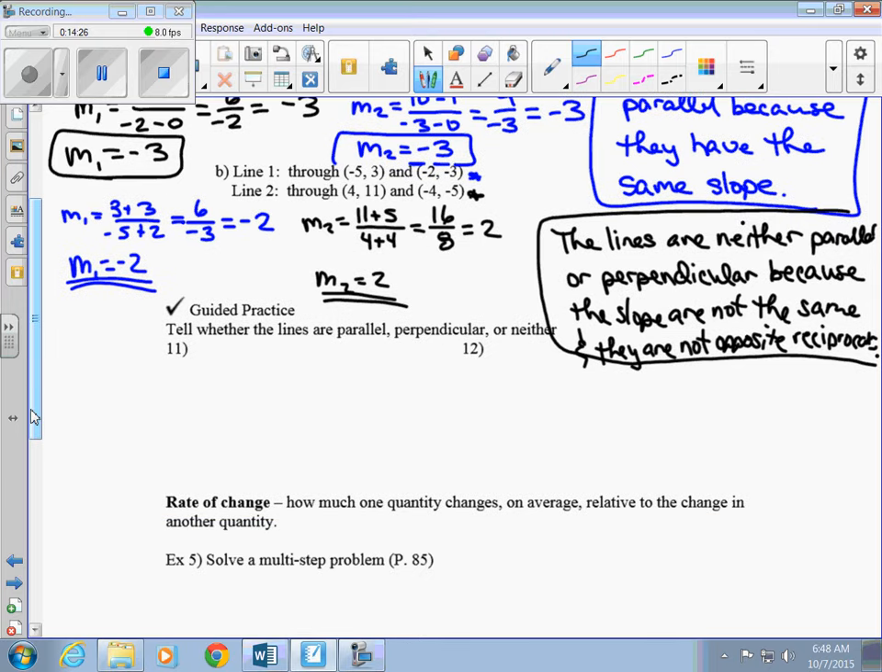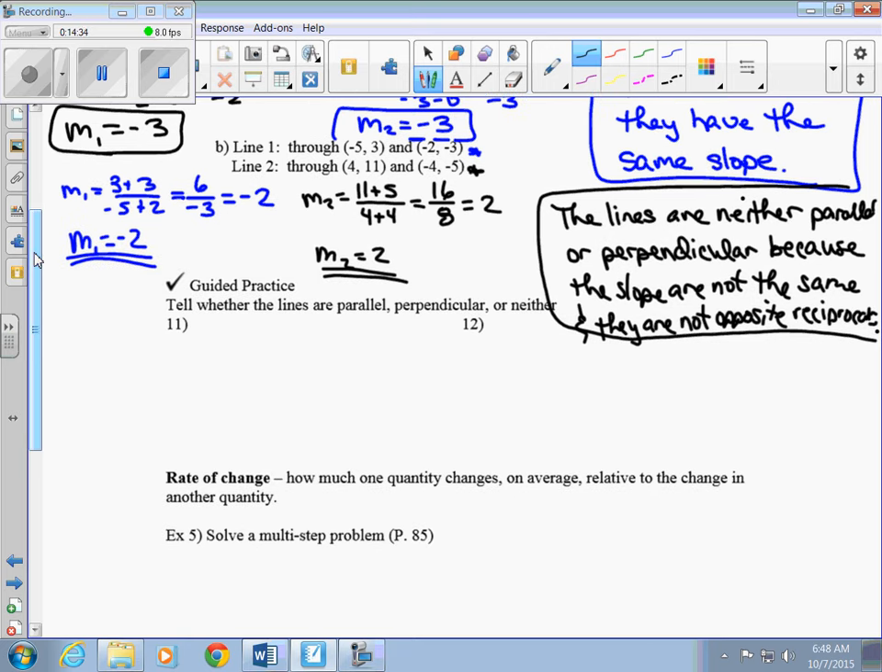All right, so let's jump down to guided practice questions 11 and 12, and they are on page 85 in your book. So go ahead and attempt those. You can pause the video and hit play when you are ready to move on.